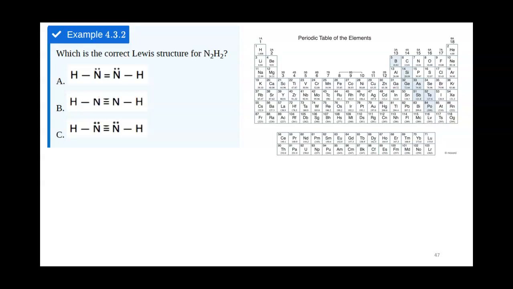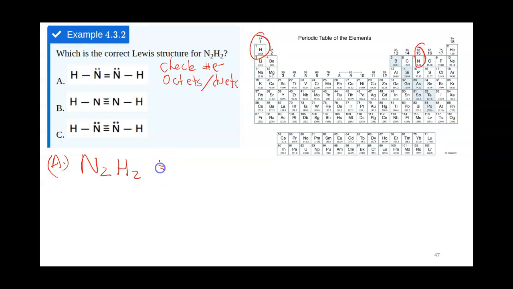Okay, so now we're checking for validity of a Lewis structure. There's 2 things that you want to check for. You want to check the number of electrons is correct, and you also want to check for octets and duets. So our first molecule is N2H2. So nitrogen's in group 5A, hydrogen's in group 1A, so we should have a total of 2 times 5 plus 2 times 1 equals 12 electrons.